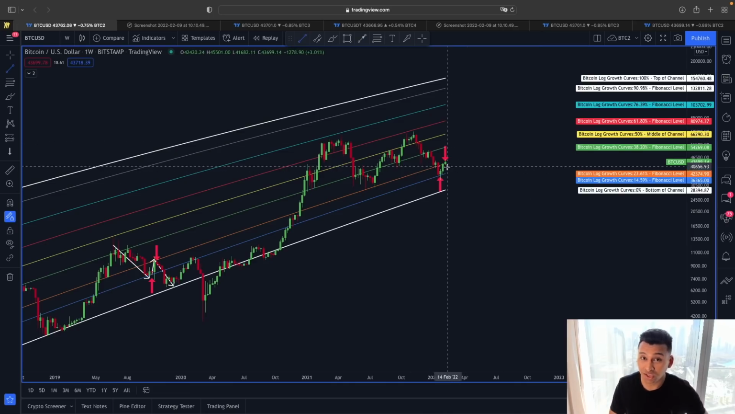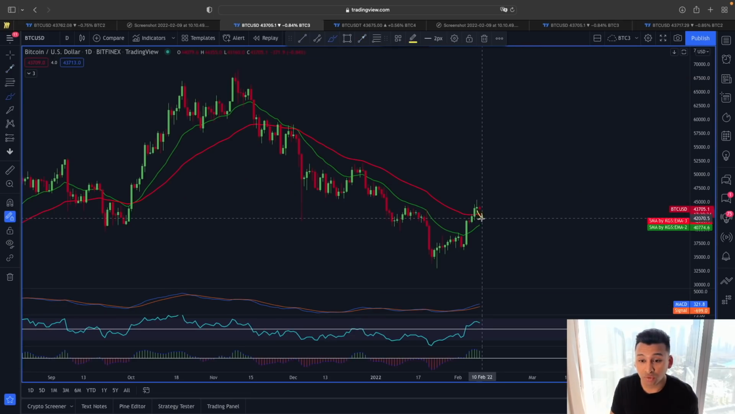But we are well aware that in the weekly, we are not allowed to close below this orange line that is sitting around the 42,300, 42,400 price range. If we see any sort of retracement, with price also breaking this 50 exponential and approaching this 20 exponential moving average, will it make sense?